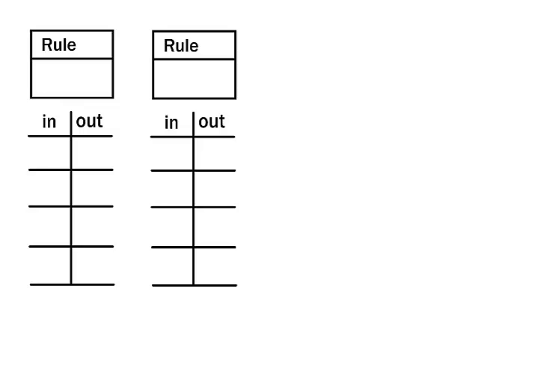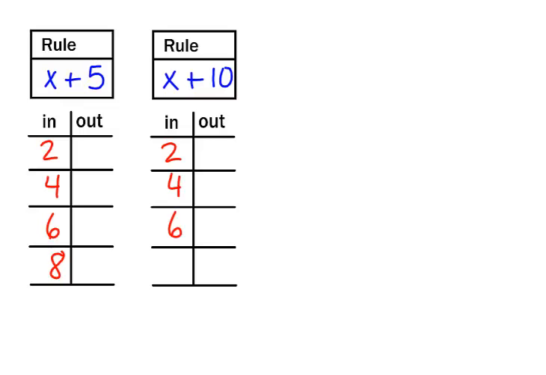What I'd like you to do is copy both of these into your notes. This first one I want you to do x plus 5. The second function I would like you to do x plus 10. I'll tell you the x's, which are going to be the in box. So let's do 2, 4, 6, and 8. And we'll do that for the same one also. Let's see what happens. Go ahead and pause the video, figure out the outputs, and then we'll start again.